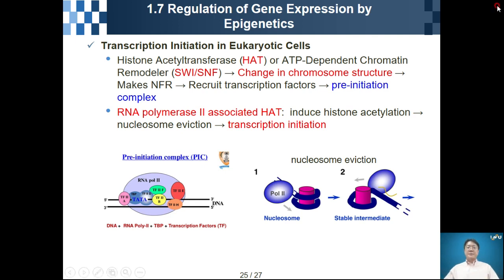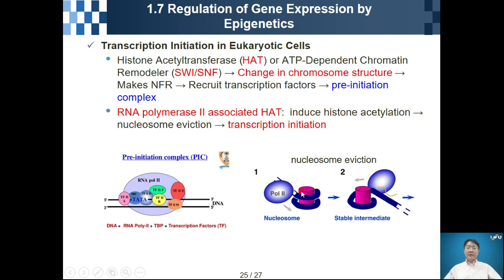So usually the HAT or SWI/SNF complex changes the chromatin structure. After that, it will make the NFR. Finally, it will recruit several transcription factors, and they will make the pre-initiation complex. So this is the promoter region. Finally, RNA polymerase binds to this region, so we call this a pre-initiation complex.